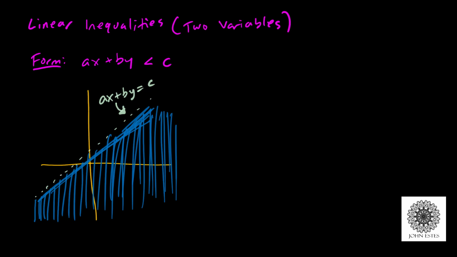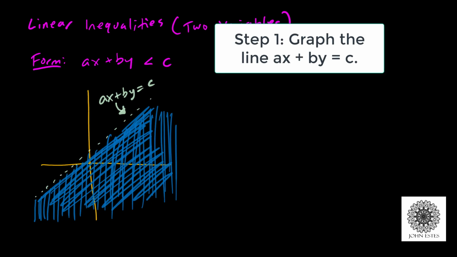Now I'm going to show you several examples of how to solve these things. There's a process to follow. We'll follow this process, and I think it'll make sense. Step one in this process is, like I did here, first you graph the line replacing the inequality with an equal sign. So in this case it would have been ax plus by equals c. You graph that line first.